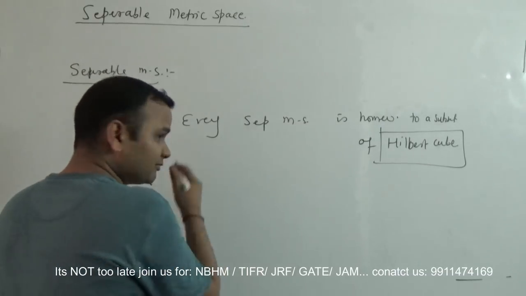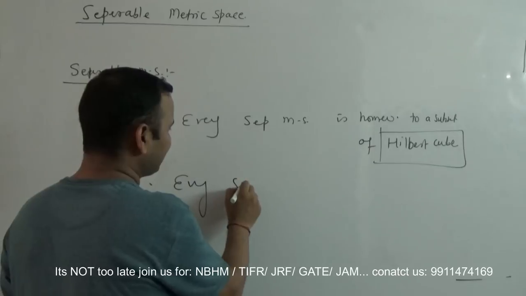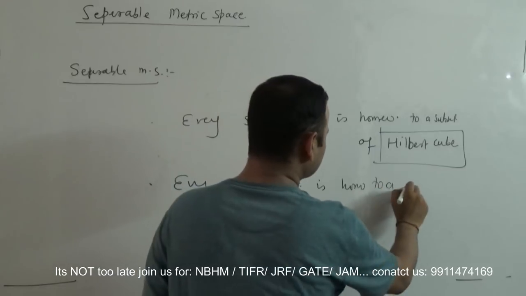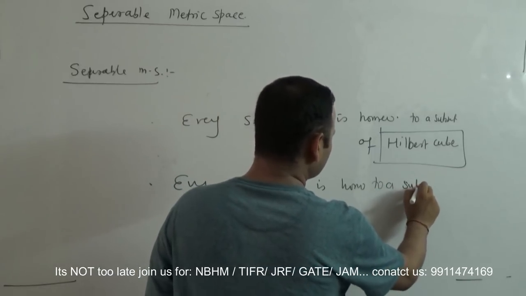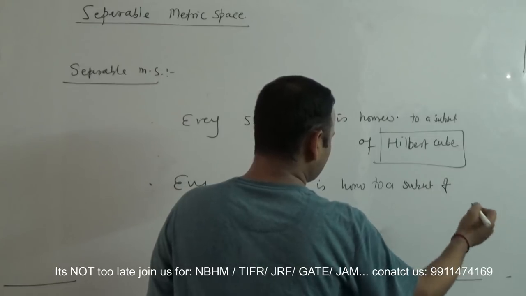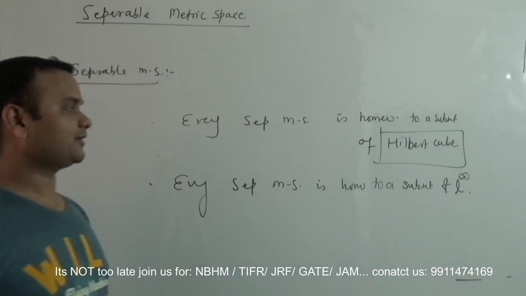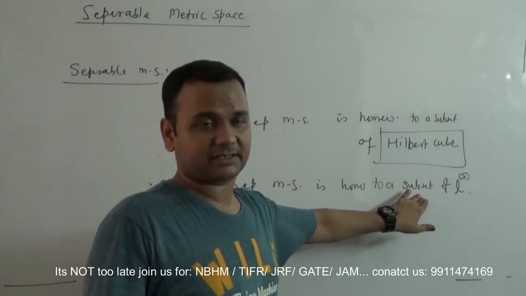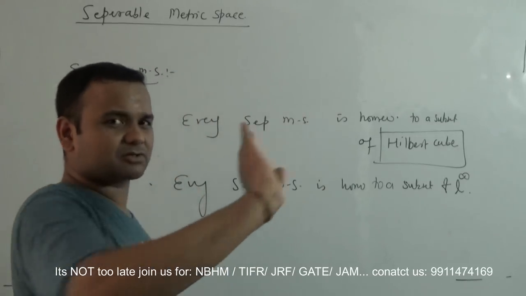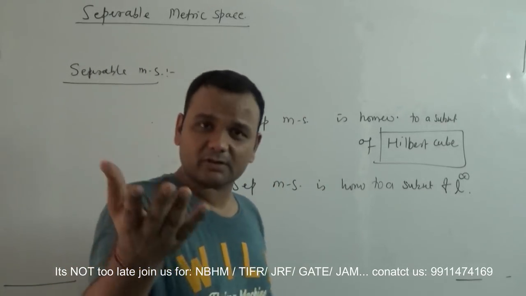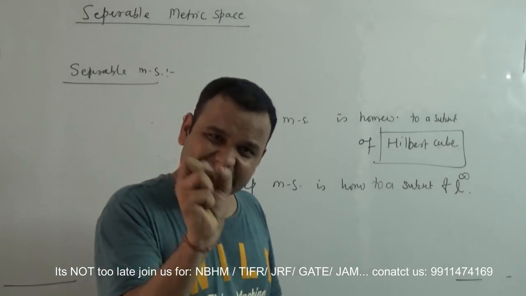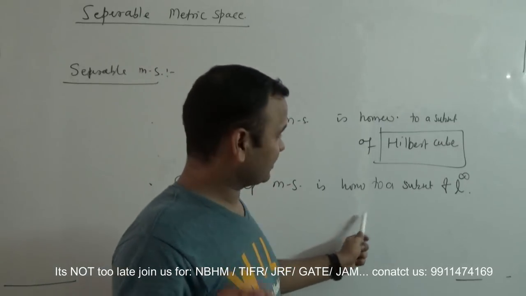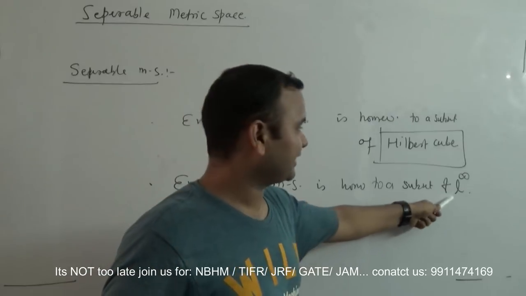ओके. इनफैक्ट मोर जनरल अगर मैं बोलूं, एवरी सेपरेबल मैट्रिक स्पेस इज होमोमॉर्फिक टू अ सबसेट ऑफ l infinity. अभी मैंने बताया था कोई भी सेपरेबल मैट्रिक स्पेस हो होमोमॉर्फिक हो जाएगा टू ए सबसेट किसका? l infinity का. मेरी राइटिंग थोड़ी स्पीड में लिख रहा हूँ इसलिए थोड़ी सी खराब है, बट मैं बोल रहा हूँ जो मोस्ट इंपॉर्टेंट है. आई एम नॉट हेयर टू राइट, आई एम हेयर टू गिव समथिंग इनसाइड. एवरी सेपरेबल मैट्रिक स्पेस इज होमोमॉर्फिक किसके साथ? सबसेट. किसका सबसेट? l infinity का.